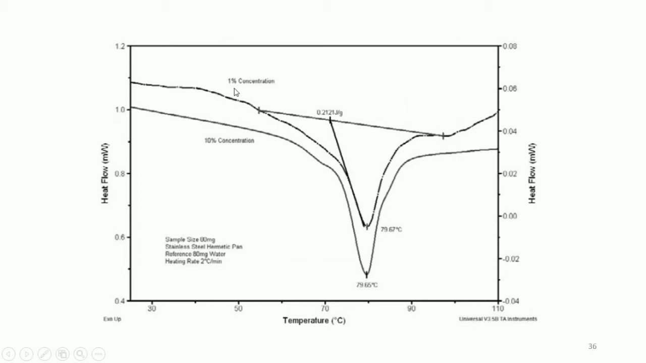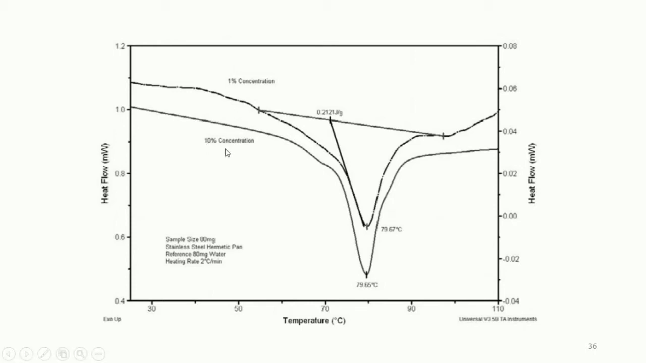At 1% concentration, a peak of about 40 microvolt in height and 0.21 joule per gram in area is easily detected. The sharpness of minor detail associated with the peak is however less clear because of low signal strength.